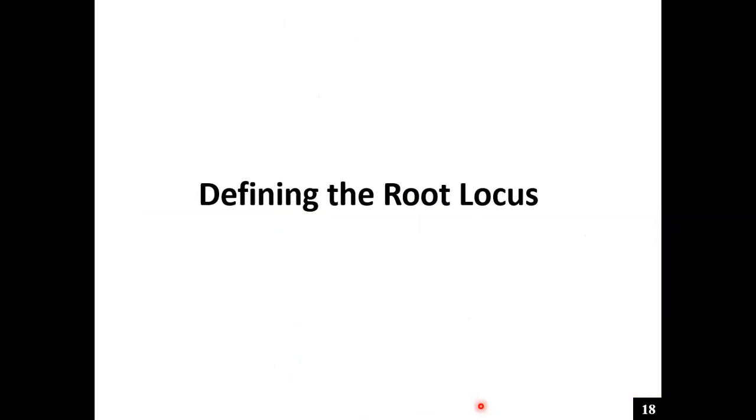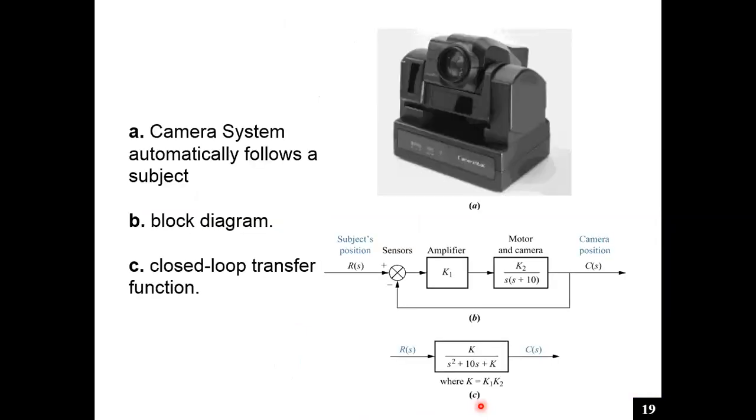Now we will define the root locus. Let us take a camera system that automatically follows a subject. The block diagram for this system is shown here. The controller part is an amplifier and the plant is the motor and camera. With this subsystem, solving for the closed loop transfer function, we get this term where K is the product of K1 and K2.